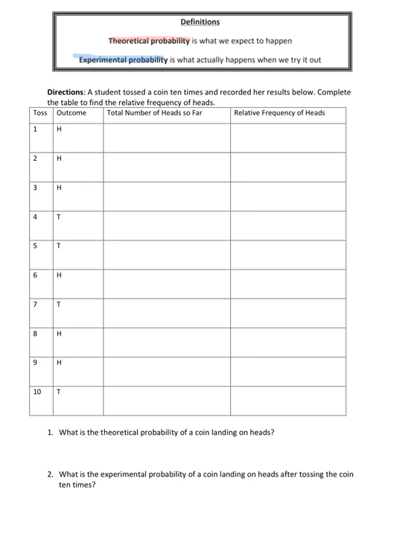Now below we're going to complete a table and we're going to be finding the relative frequency of heads. So very similar to yesterday's assignment. And it's going to read, directions. A student tossed a coin 10 times and recorded her results below. Complete the table to find the relative frequency of heads. So in this left column, we have the number of tosses, 1 through 10. And in the column right next to the number of tosses, we have the outcome, heads or tails.